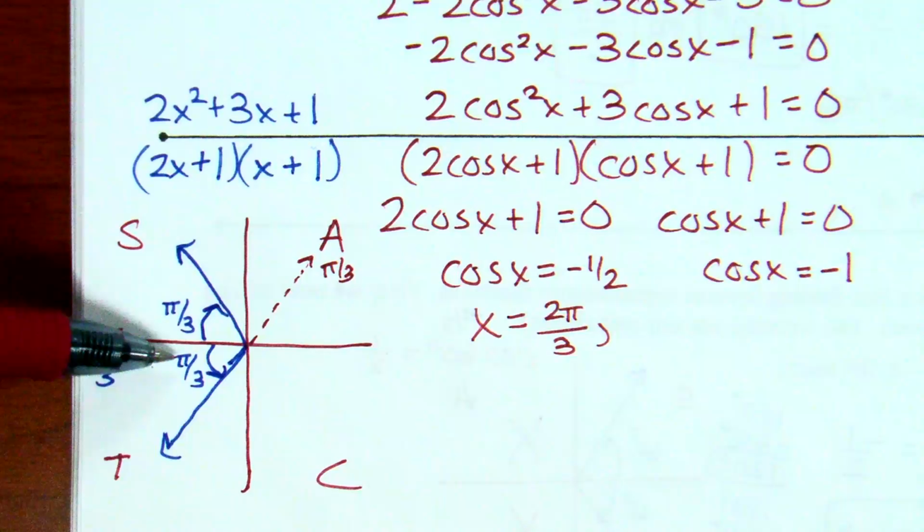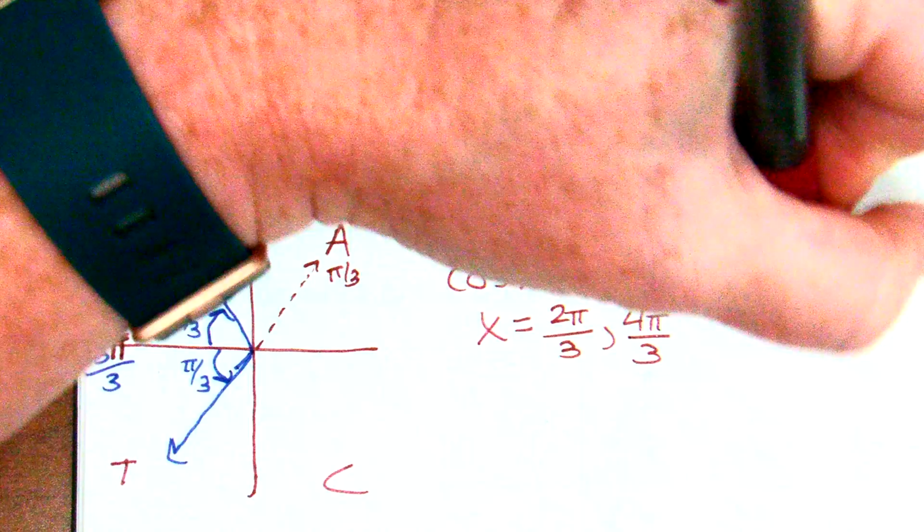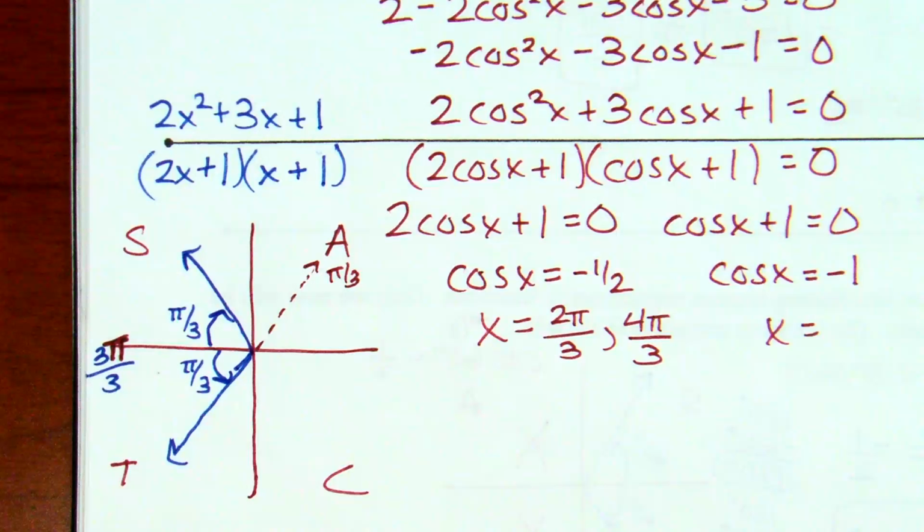And when does cosine equal negative 1? So when is the x coordinate negative 1? And that is pi. So this particular equation, we ended up with 3 answers.